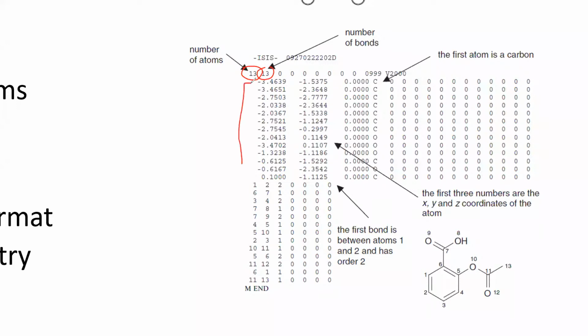Then the next few lines represent the atoms. Every atom is represented on a single line. So I'll show you what information is there. This is the first atom. The first value is the x coordinate that we can draw. The second value is the y coordinate, and the third column is the z coordinate. In this case, the z coordinate values are all 0. That means it is a 2D structure. But if it is a 3D structure, you will also have values for the z coordinate.